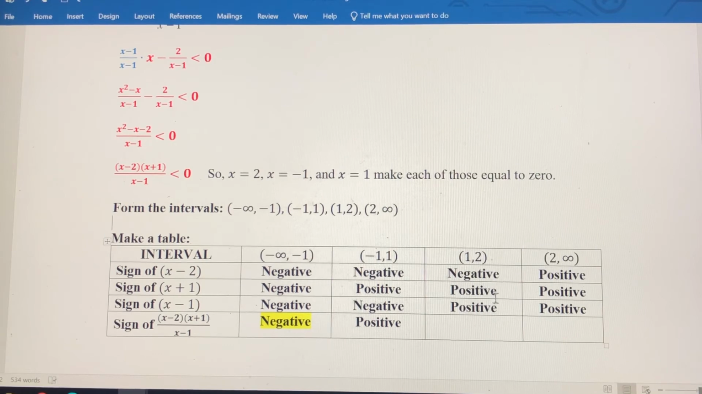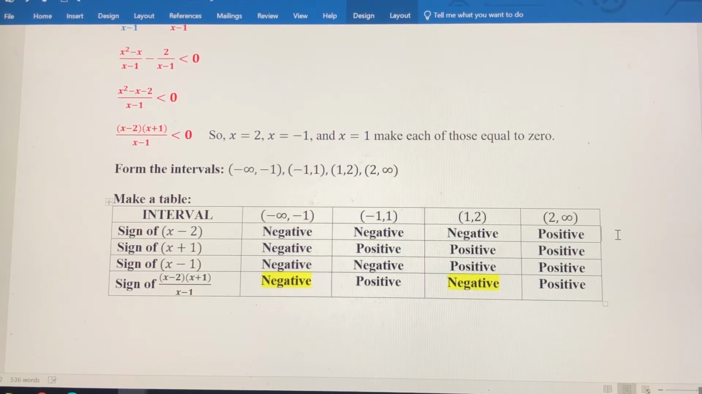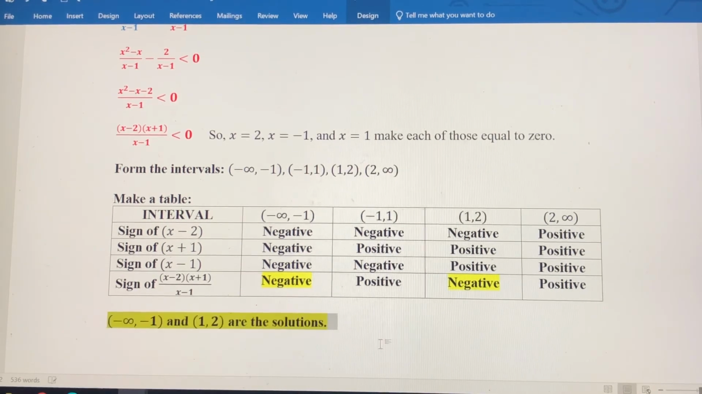Here, I've got an odd number of negatives. That makes the entire quotient negative, which means that interval is part of my solution. Okay? And then the last interval, they're all positive. That means the entire quotient is positive, so this interval will not be part of my solution. Okay? So the solution set then is going to be the union of these two intervals. It's going to be the interval from -infinity to -1 and the interval from 1 to 2.